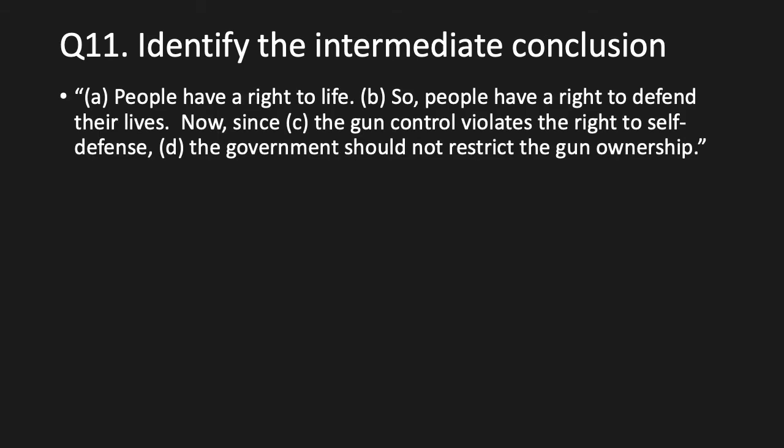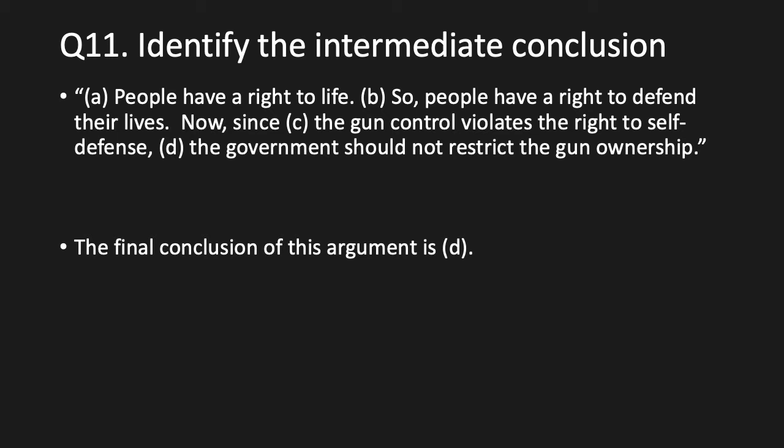Let's take a look at the argument. A, people have a right to life. B, so people have a right to defend their lives. Now, since C, gun control violates the right to self-defense, D, the government should not restrict gun ownership. It's clear that the final conclusion of this argument is D. Everything else is there as reasons to support the conclusion, D.